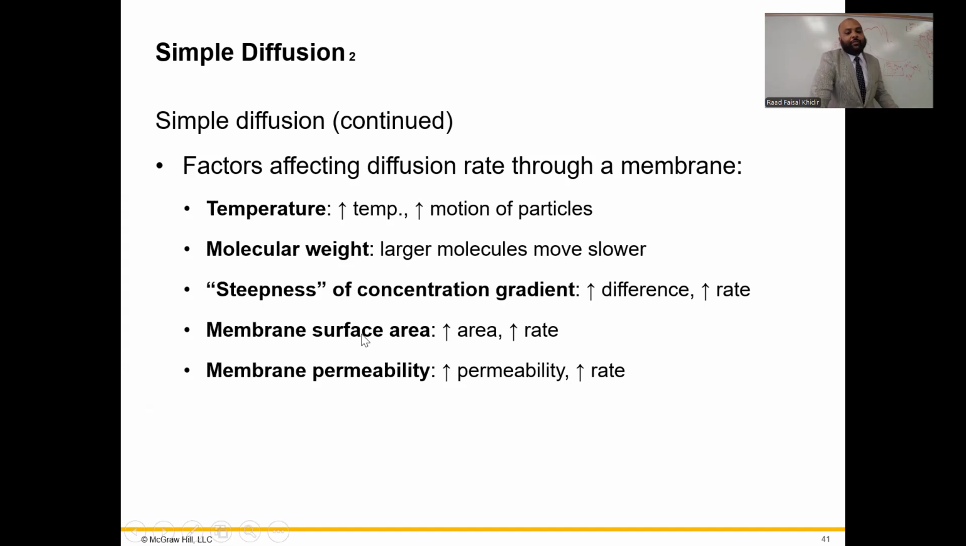The membrane surface area. The higher the surface area, and that's why we have the microvilli, because when you increase the surface area, you maximize the rate of diffusion. So that's a simple factor. That's actually very important. And membrane permeability. The more permeable you are, the more pores you have, the more solutes are going to be able to diffuse. Okay?